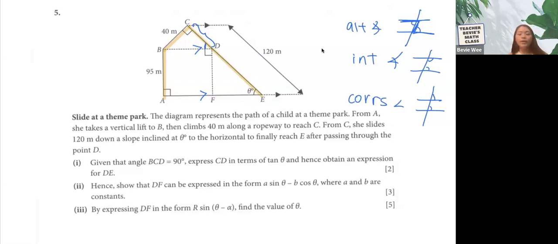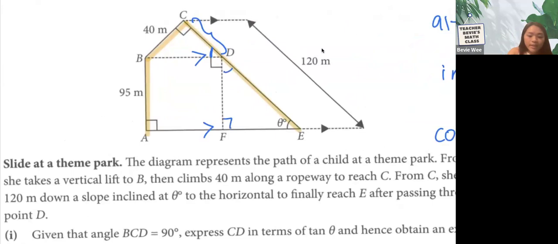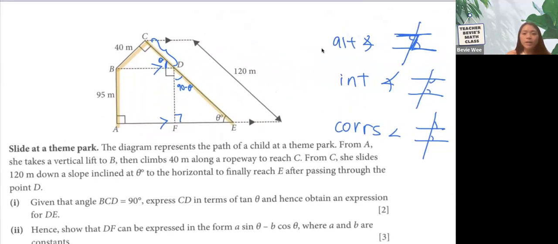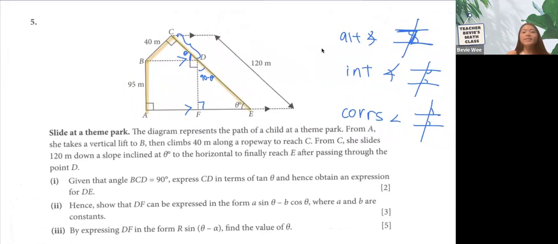Guys, what happens if you forget? You can use the sum of angles in a triangle. Here is 90. Here it's 90 minus theta. Here will be 180 minus 90 minus 90 minus theta. So here is theta. Have you driven your theta inside your BCD already or not? Right angle triangle, you got BC as 40, right? You can find CD already.